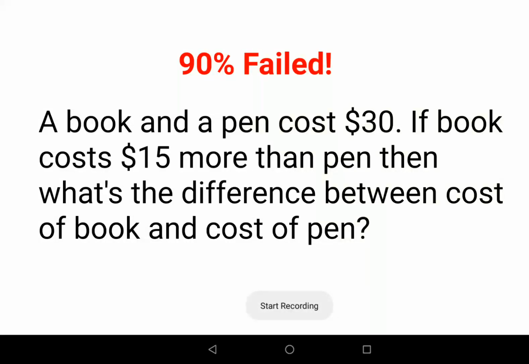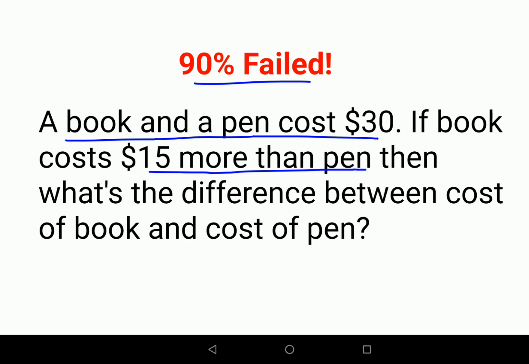Welcome everyone. So today we are going to solve a very nice word problem which literally 90% of the people failed. The question is: a book and a pen cost $30 and a book costs $15 more than the pen. Then what's the difference between the cost of book and cost of pen?